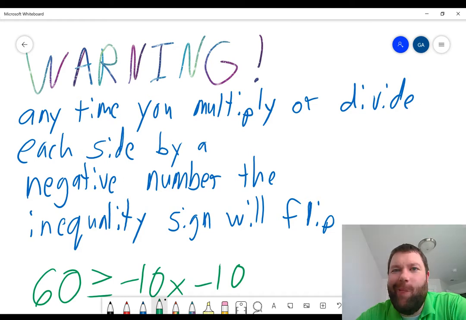Hey, everybody, welcome to another day of two-step inequalities. I'm sure you guys are all so excited to be working on a Friday. It's going to be great.